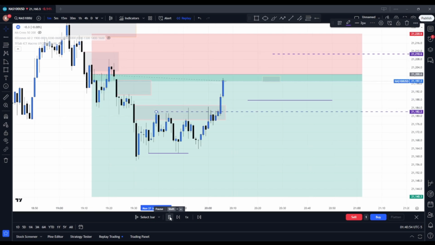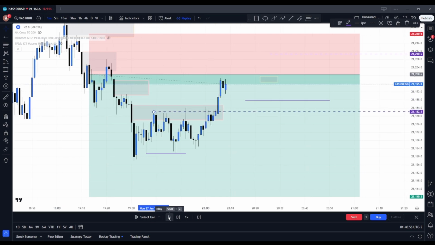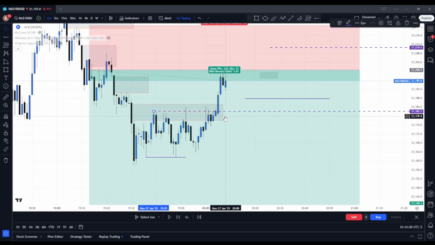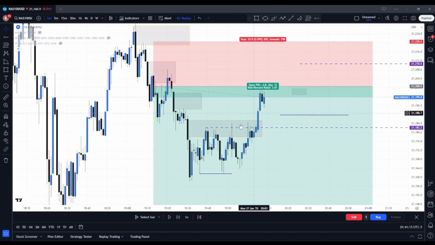So at this point, we're reversing a little bit, but it's important to be patient. You know, this is an Asian session. The price action is gonna be ass. Like that's no surprise, but you know it's important to be patient with Asian session. You know, that's one thing I've learned trading NAS.